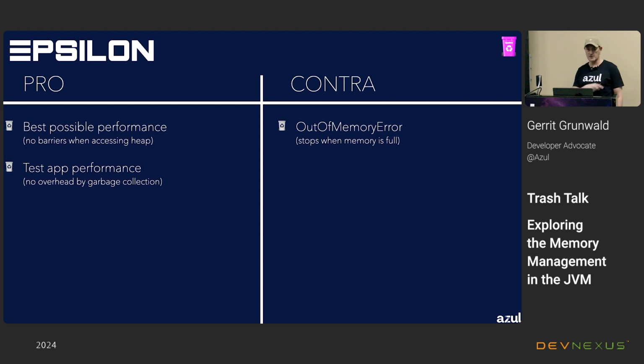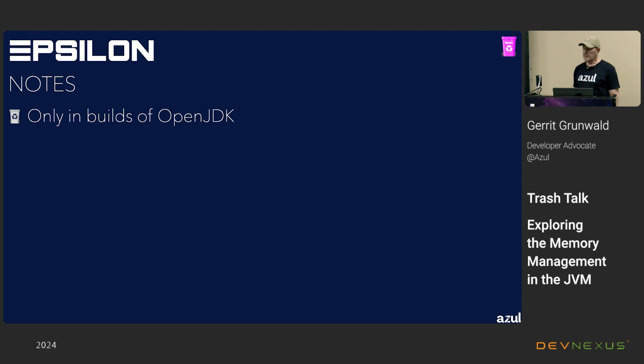Because if your application just allocates memory like crazy, then at some point the heap is full, and that's it. But this is the so-called Epsilon collector. It's only in builds of OpenJDK. As far as I know, there's nothing in OpenJ9 that is like this. So that means all the OpenJDK builds, you can use it.